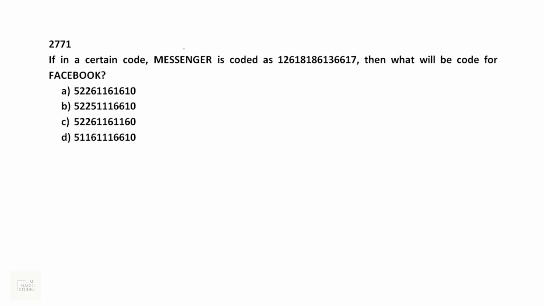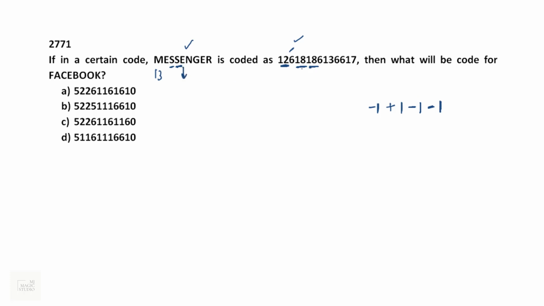In a certain code, messenger is coded in number format. Let's check how numbers are moving. M happens to be the 13th one in the list, but here I can see 12. That means it is minus 1. Then E is 5, but it is 6. That is plus 1. Then S is 19, but we can see 18. That is minus 1. Then again S is 19, but it is 18, minus 1.